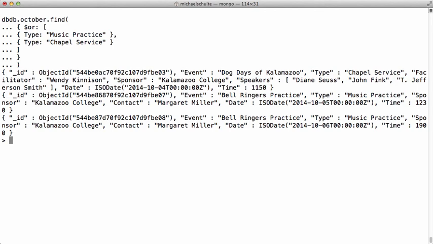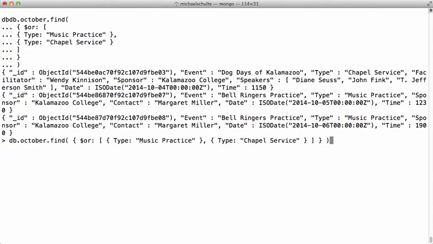And you'll see I get 3 events back, and the first one is the Dog Days of Kalamazoo event, which was a chapel service, and then the next 2 are music practices, the bell ringers practices. So that's an example of a query where we have an OR condition. I did say in the instructions, however, to suppress the sponsor field.